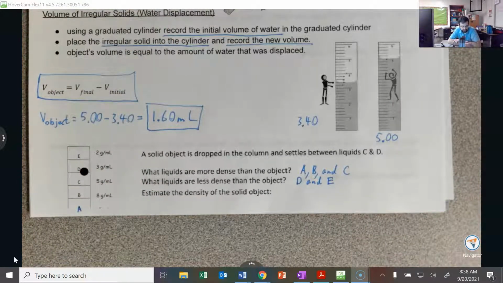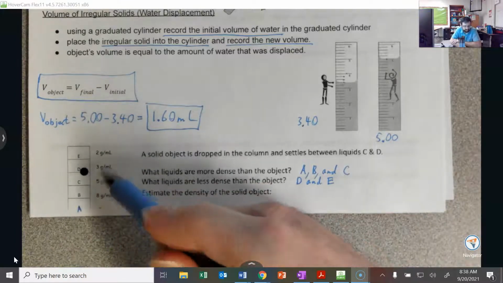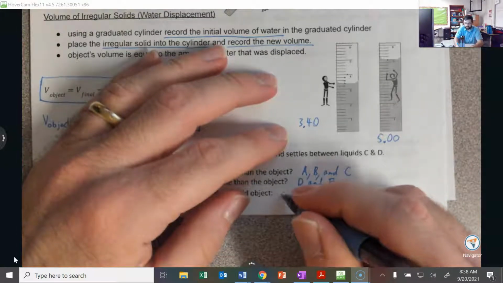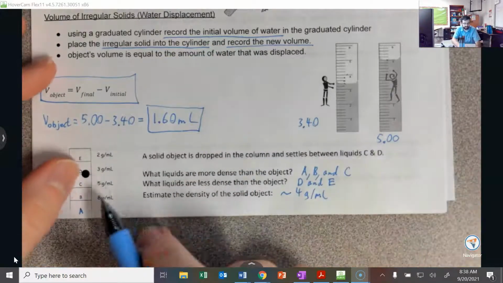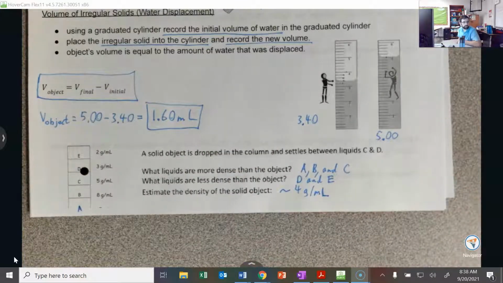Estimate the density of the solid object. There's more than one possible correct answer, but go ahead and pause the video and try that. The way that I think about that, I see that 3 grams per milliliter is less dense, 5 grams per milliliter is more dense. I would probably estimate it as being about 4 grams per milliliter. But as long as it was anywhere between 3 and 5, it is a feasible, reasonable estimate. Okay, let's look at the next page where we've got some math examples.